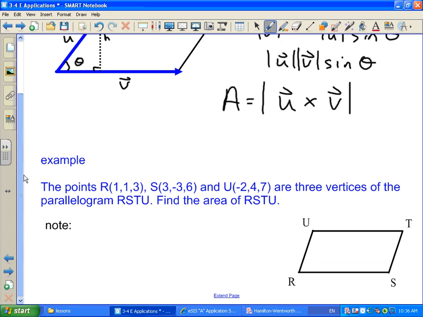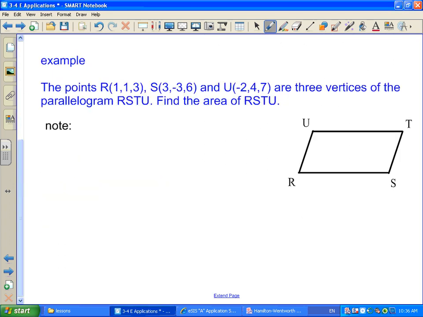Scroll down here, give ourselves a little bit more room. The points R(1, 1, 3), S(3, -3, 6), and U(-2, 4, 7) are three vertices of a parallelogram, RSTU. We want to find the area of RSTU.